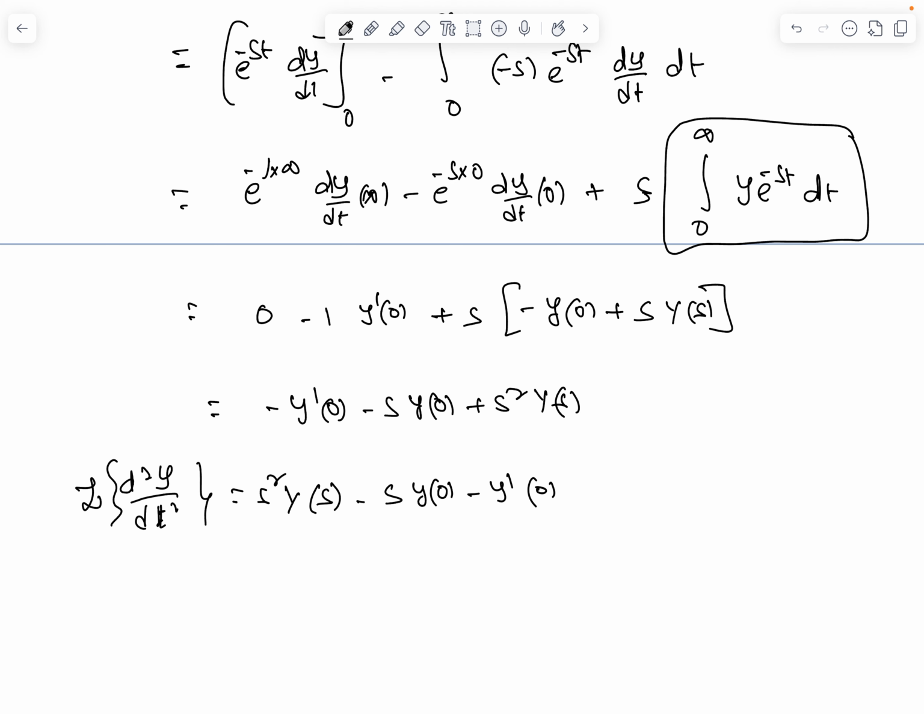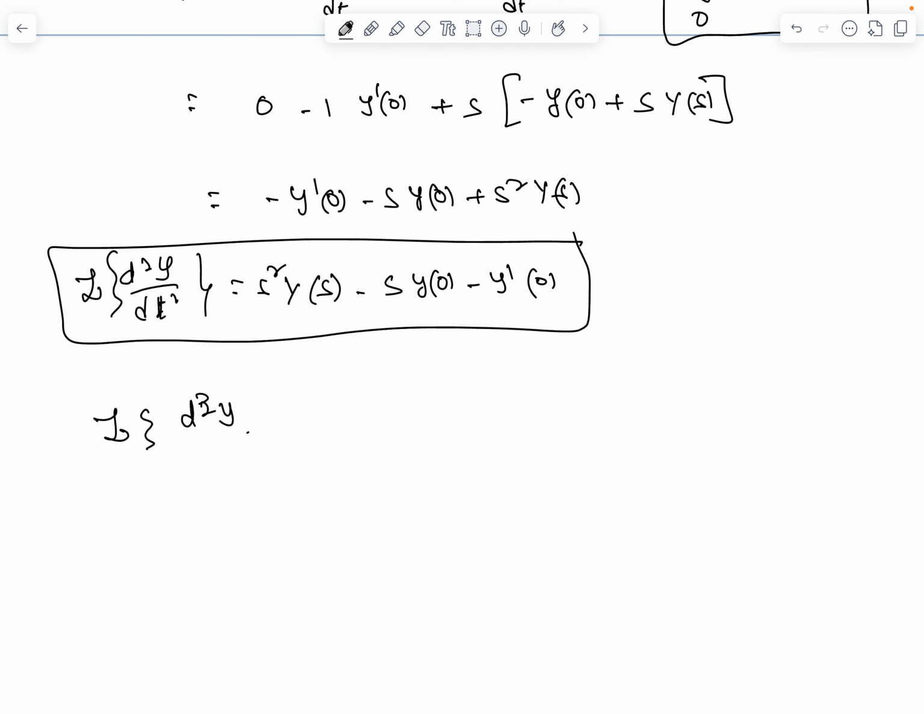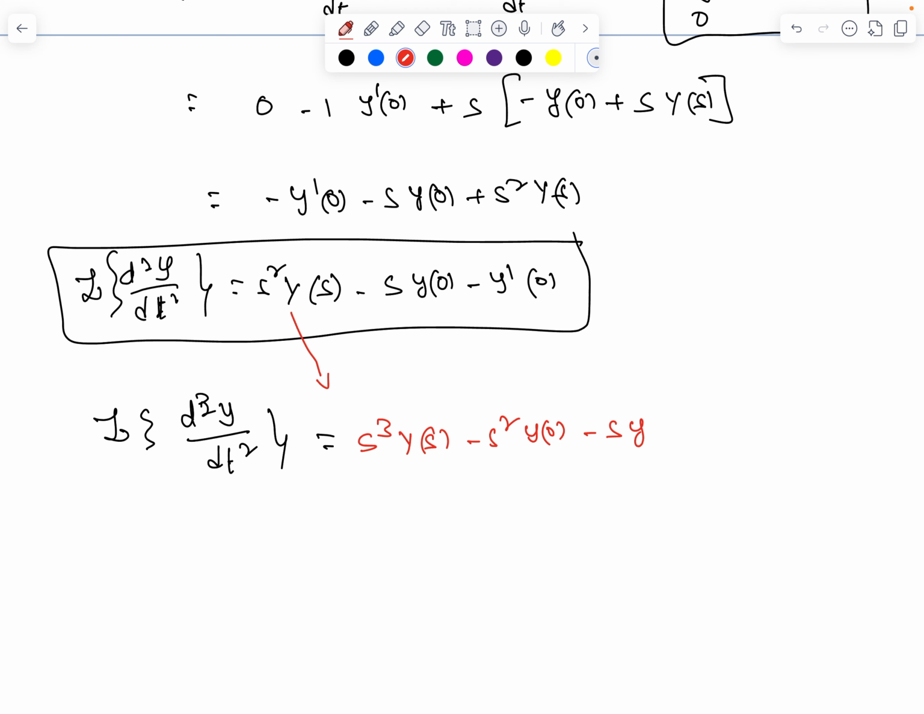So, you can guess what the Laplace transform of the third derivative is. If you have a third derivative, d cube y by dt cube, what could it be? By looking at this pattern, you can guess that it must be s cube Y of s minus s square y0 and minus s into y prime of 0 minus y double prime of 0. From this pattern you can easily guess the higher derivatives.